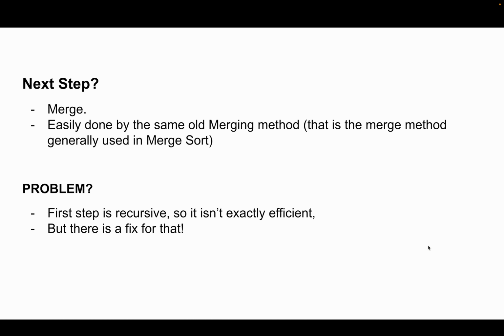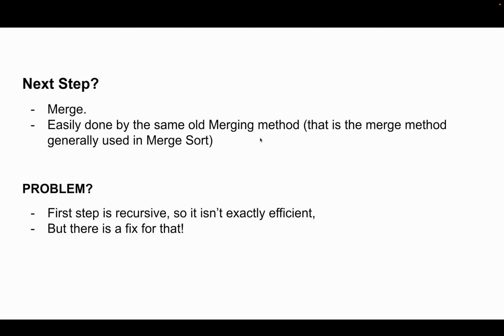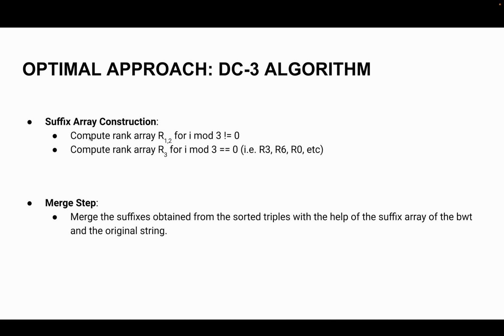The next step is to merge it. So once we found out these things, then we can essentially follow the third step, which is merging all of these things together. So it seems simple till now, but the only problem here is that we've not taken much care about the first problem, which is computing a rank array R12. So we have a remedy for that. We're going to discuss how it is done.